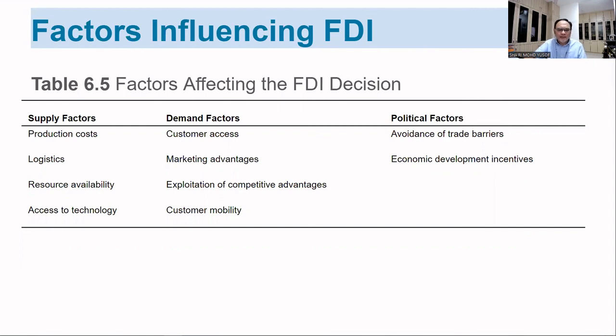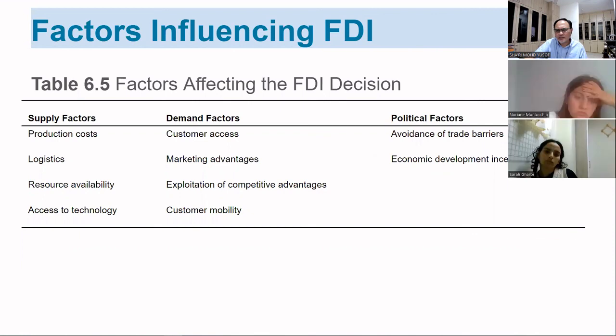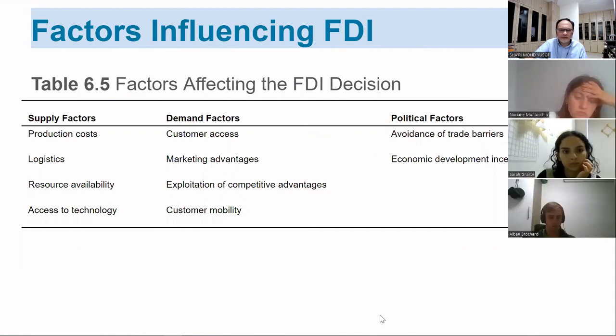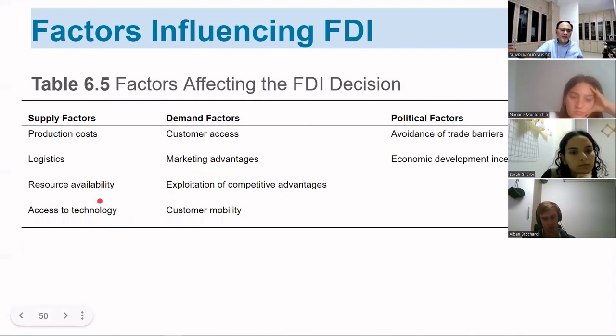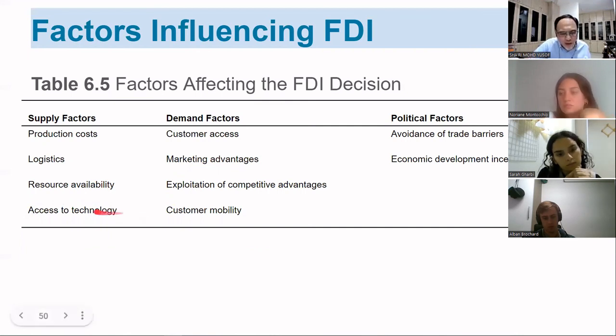So what are the factors that affect the FDI decision? There are so many factors that affect the FDI decision, but they are broken into three main factors: supply factors, demand factors, and political factors. The supply factors are production cost, logistics, resource availability, and access to technology. But access to technology can be, you can bring your own technology or you can buy the technology.